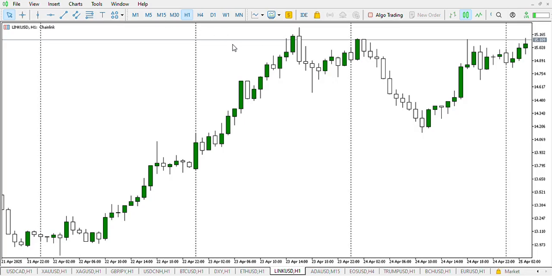Now this is a beautiful pattern right here. You can see this bearish engulfing pattern. Price comes and retests, and you can see how price dropped. Price dropped to this level.